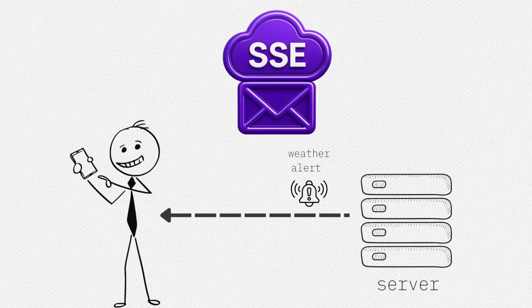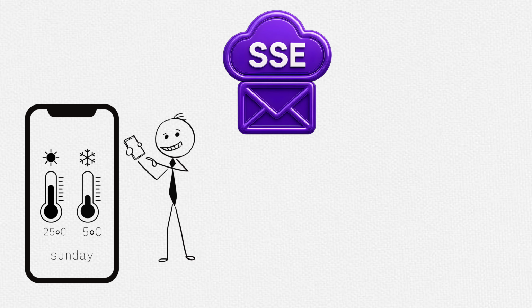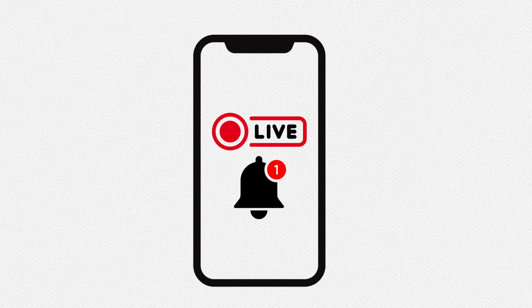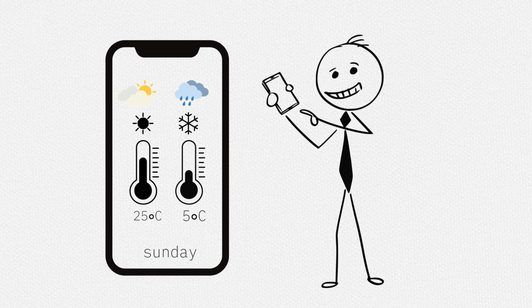Server-sent events, or SSE, allow servers to push updates to clients in one direction. The client opens a connection and listens, while the server continuously sends updates. This is useful for live notifications, dashboards, or activity feeds where the client only needs updates but doesn't need to send messages back.